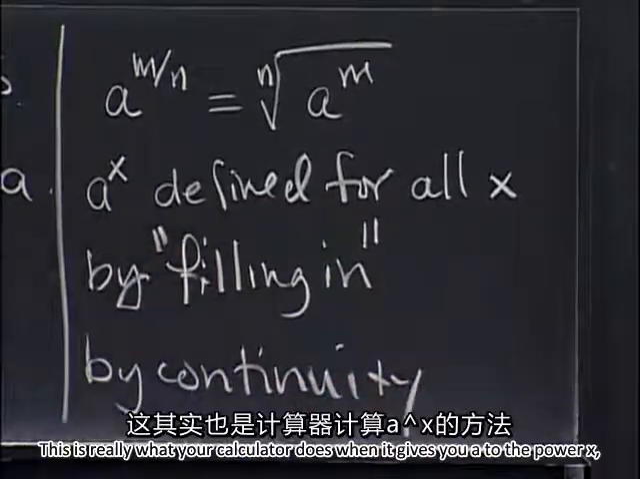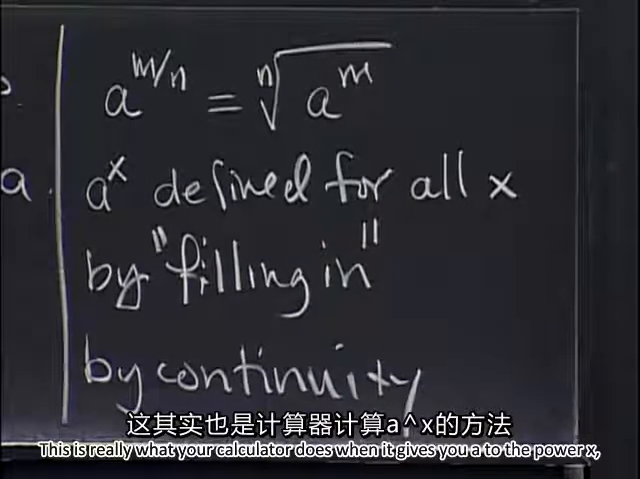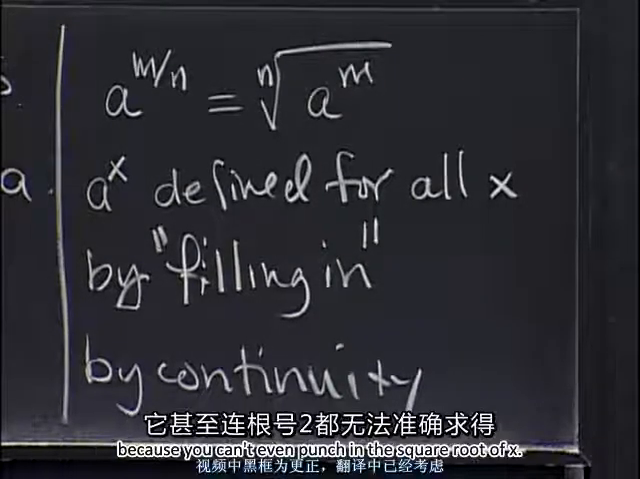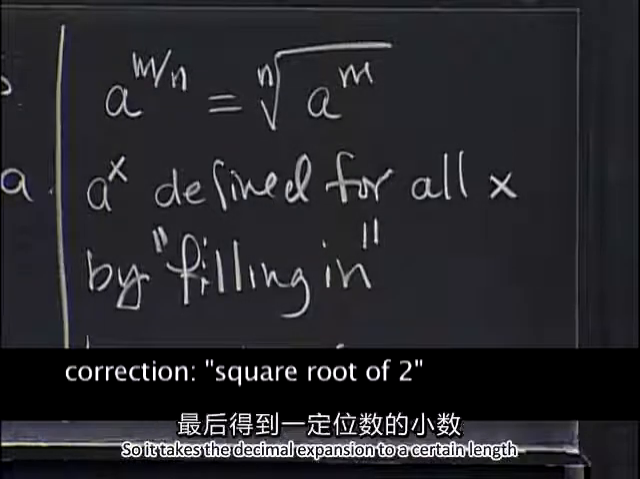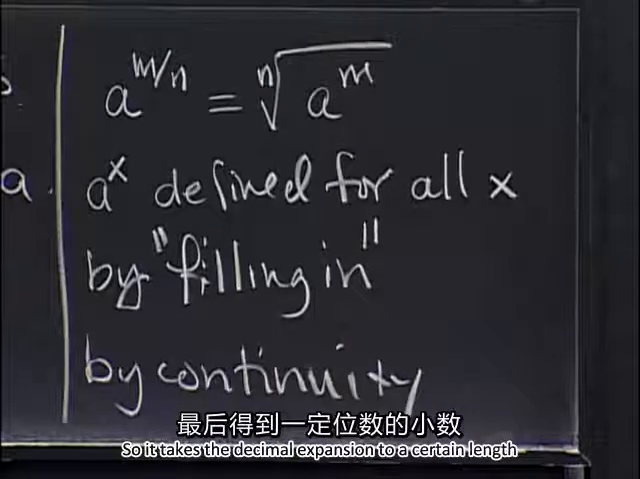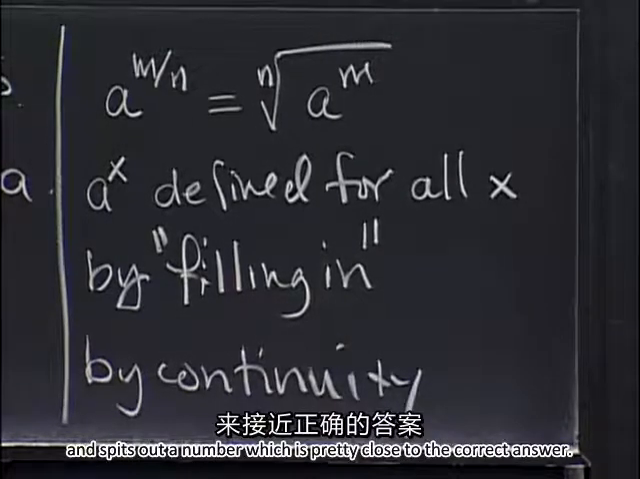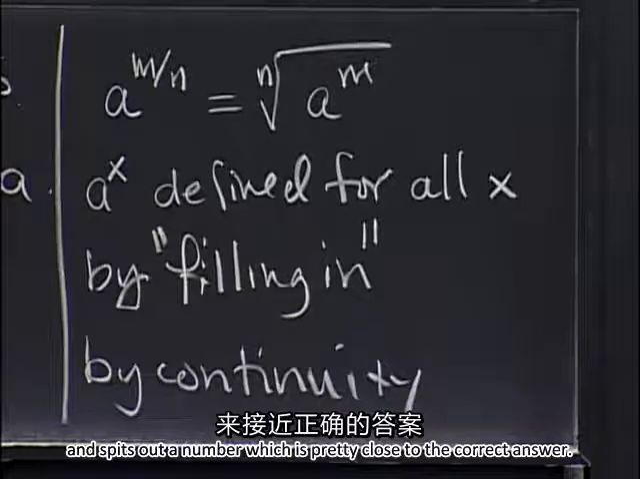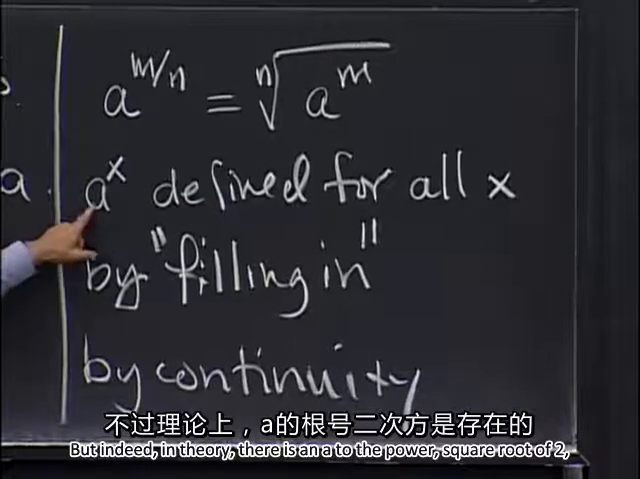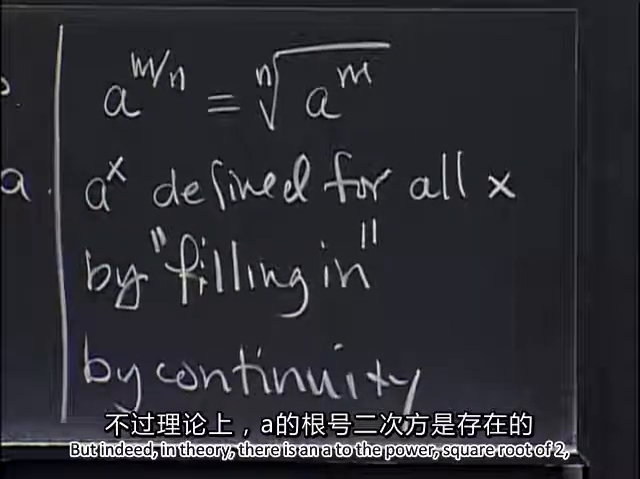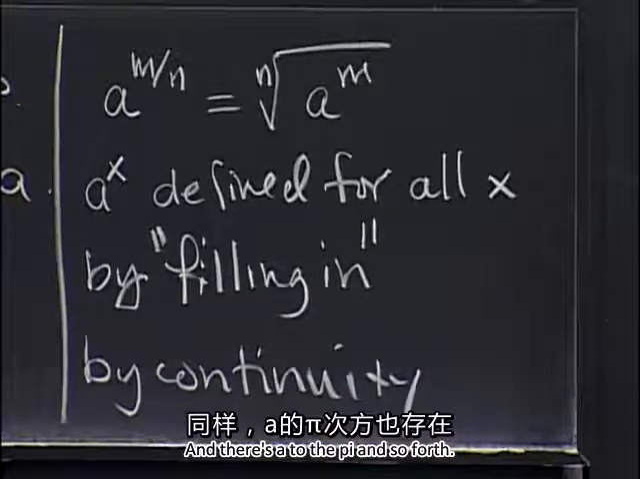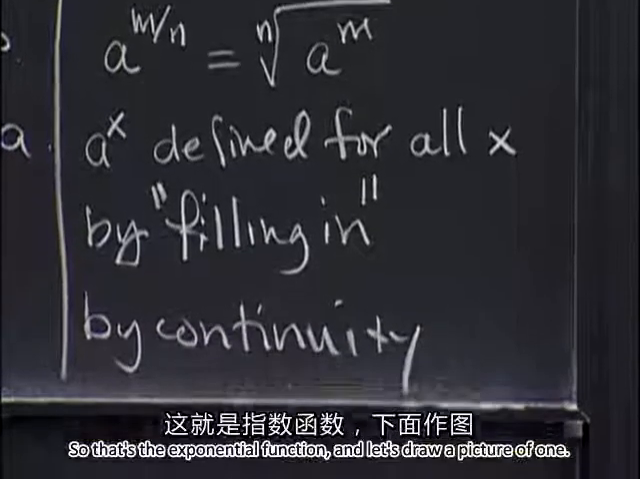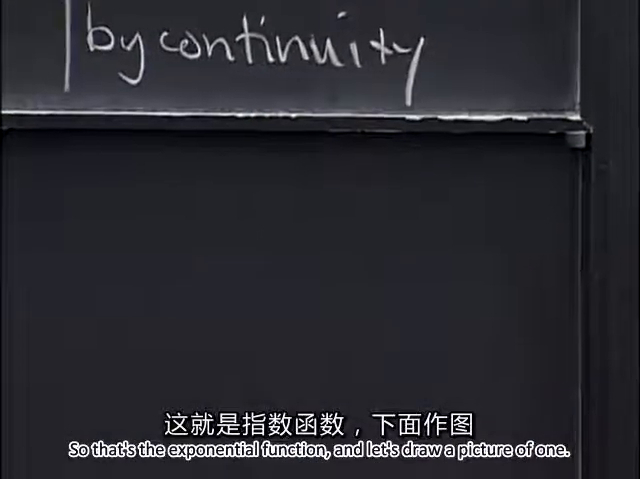This is really what your calculator does when it gives you a to the power x, because you can't even punch in the square root of 2. It doesn't really exist on your calculator. There's some decimal expansion. So it takes a decimal expansion to a certain length and spits out a number which is pretty close to the correct answer. But indeed, in theory, there's an a to the power square root of 2, even though the square root of 2 is irrational, and a to the pi, and so forth. All right, so that's the exponential function.